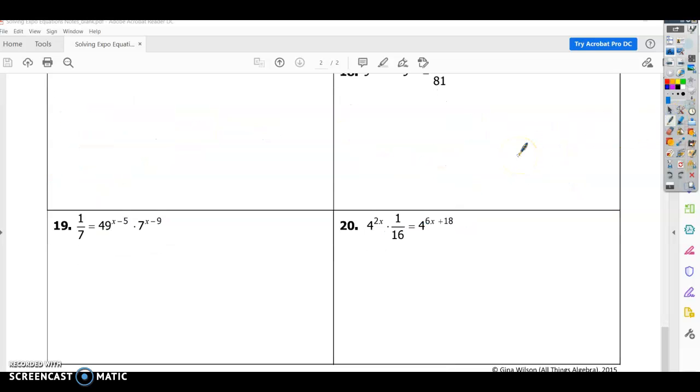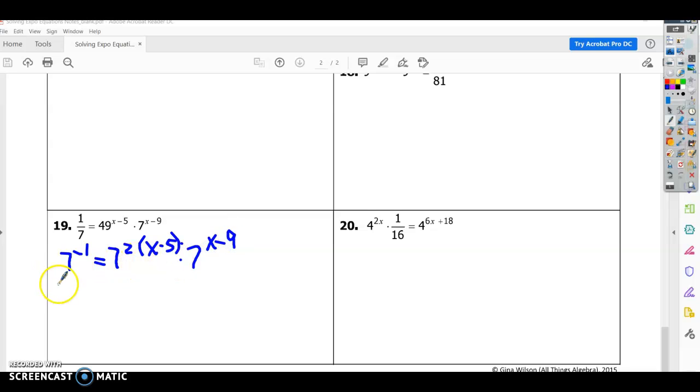All right, last two examples. So I have 1/7. I know that's the same as 7 to the -1 using my properties of exponents. I have a 7 here. 49 can be written as 7 squared. 7 squared is 49. Then bring down the x minus 5. And then same base, I'm going to add my exponents. Let's bring down one more step just to make sure you follow me here. All right, times 7 to the x minus 9.